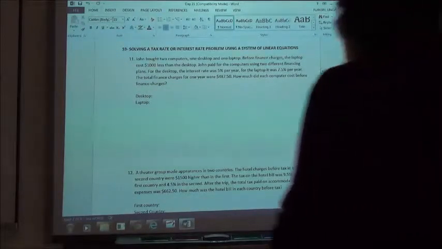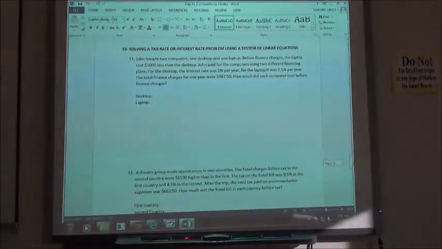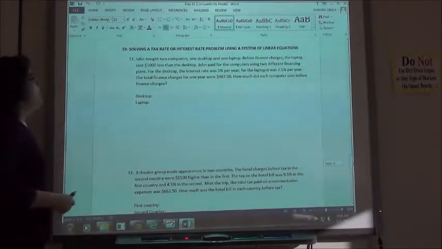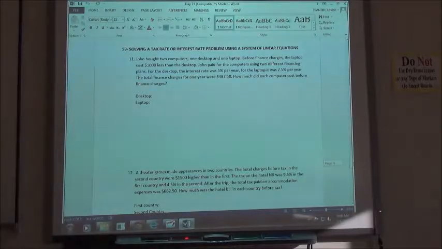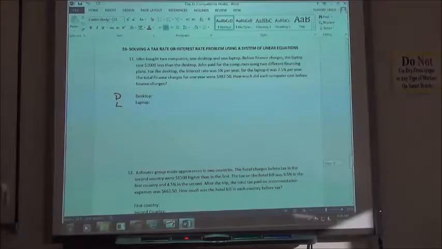So number 11, solving tax rate or interest rate problems. Most of these you'll set up one equation that's F equals or S equals something, and then we're going to substitute in to solve these ones. It says John bought 2 computers, one desktop, one laptop. I'm going to use D for my desktop, L for my laptop, because I like to use variables that make sense to me. Before finance charges, the laptop cost me $1,000 less than the desktop.